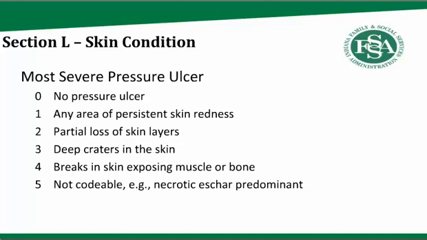So we have from no pressure ulcer to any area of persistent skin redness, partial loss of skin layers, deep craters in the skin, breaks in skin exposing muscle or bone, or it's not stageable. So you don't have to stage these ulcers, and these definitions do correspond to the stages of ulcers from stage 1 to 5. Don't have to code them, and again, just refer to notes to get the most accurate information so that you can code this.